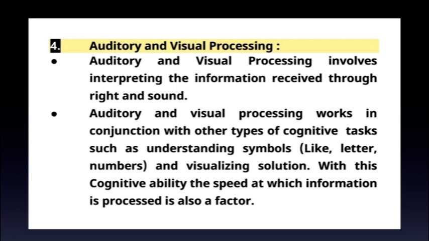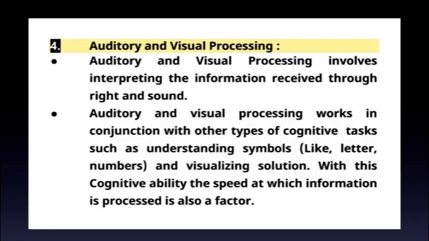With this cognitive ability, the speed at which information is processed is also a factor. You see, when you are talking about auditory and visual, you must try to understand the letters and the symbols which are put. Now, letters and symbols are what? Abstract thinking, and abstract thinking is how you are making the logic. So, if you are able to understand the letters and the symbols, and you are able to visualize that, then the information processing will be fast.